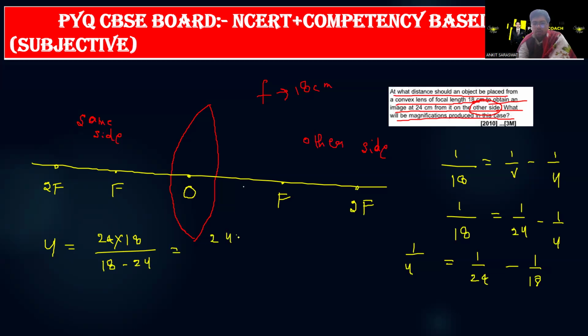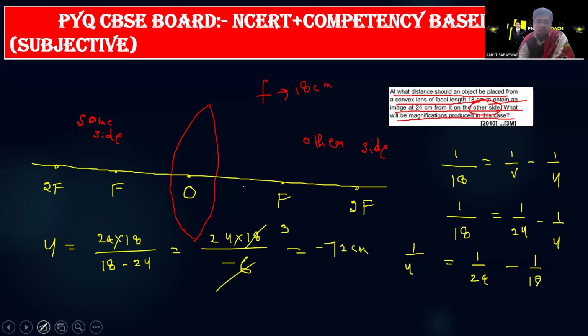So 18 minus 24, how much? Tell me. 18 plus 6, 24. So it comes out to be minus 6. 6 threes are 18, minus 72. Clear?